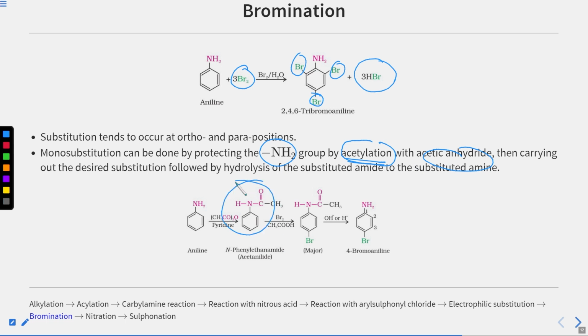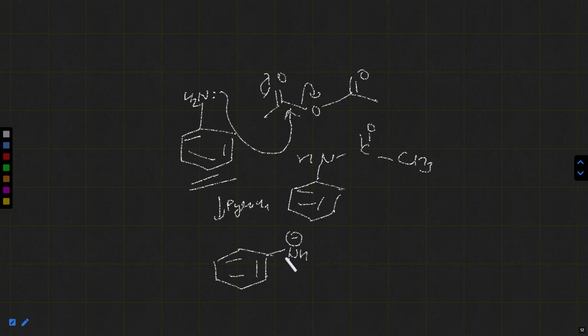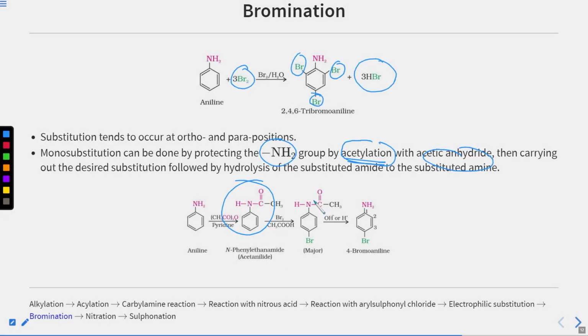Now we are using base here. Why are we using base here? Because this base can deprotonate this. If you use pyridine here, it will deprotonate it and form NH minus, which will further react with your acid anhydride and give your substituted carbonyl compound.